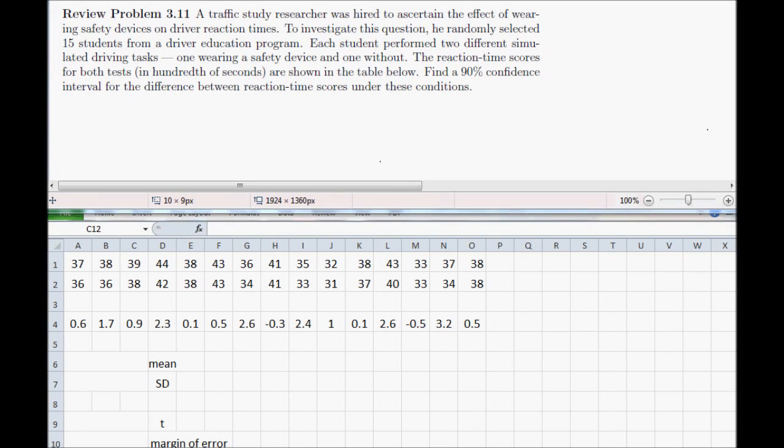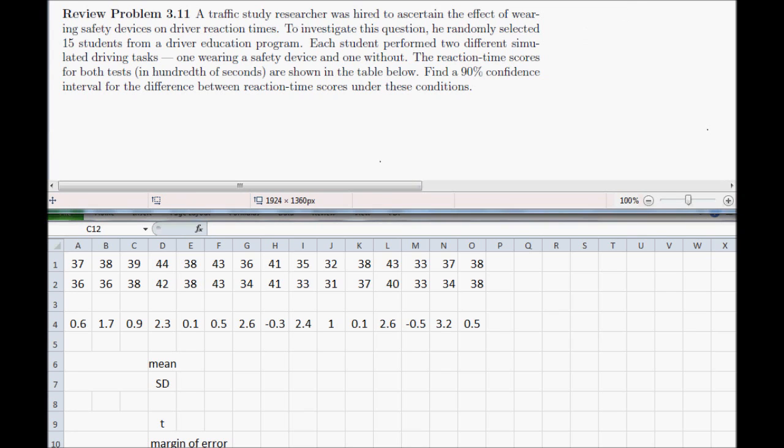Let's now take a look at this problem involving a confidence interval. We have a traffic study looking at safety device reaction times. This is a before and after scenario. And so let's go through our checklist of things to think about before even starting the problem. This one is a confidence interval problem as opposed to a hypothesis test.